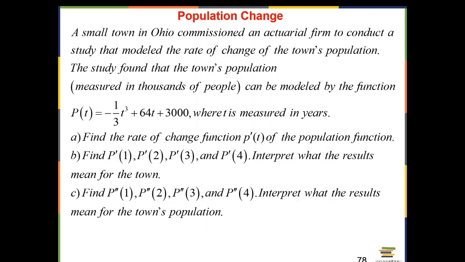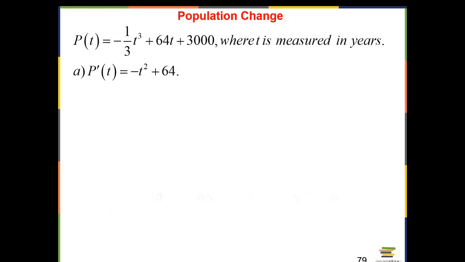Find the rate of change P prime. So P prime would be the rate of the population growth in that town, right? And interpret P prime of 1, P prime of 2, P prime of 3, and so forth. Interpret P double prime of 1, P double prime of 2, and so forth. So let's do that. So first we take P prime. Obviously P prime would be this function right here, right? 3 comes downstairs, becomes a -1 times t squared plus 64.